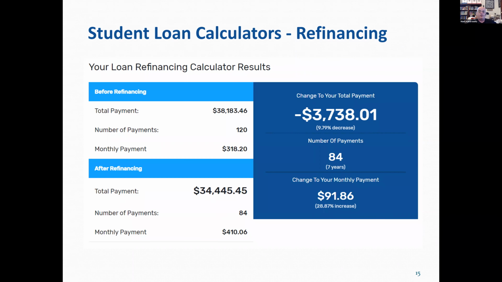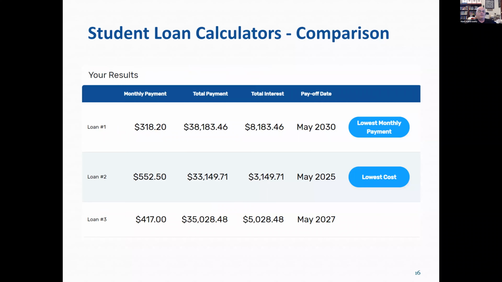And this particular example shows a $30,000 loan at 5% interest rate with a 10-year repayment term, comparing it with a 4% interest rate on a 7-year repayment term. And as you can see, the shorter repayment term means a higher monthly payment, even though the interest rate is lower. The total payments, however, are lower because it's a shorter repayment term, so there's less interest accumulating, and it has a lower interest rate.